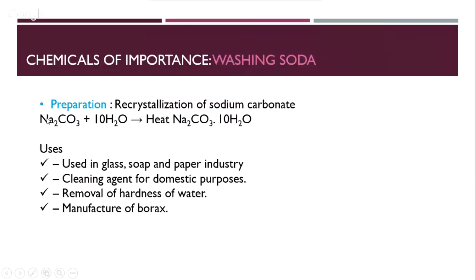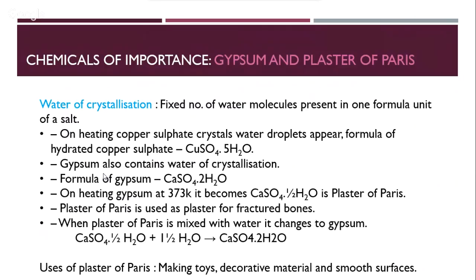The same NaHCO3, when you heat it, ends up giving Na2CO3. When washing soda is put in water, you end up getting a crystalline substance, which is Na2CO3·10H2O. It's used in glass, and in the soap and paper industry. It's also used for a lot of domestic purposes, to remove the hardness of water, and for the manufacture of borax as well. And then we have gypsum and plaster of Paris.